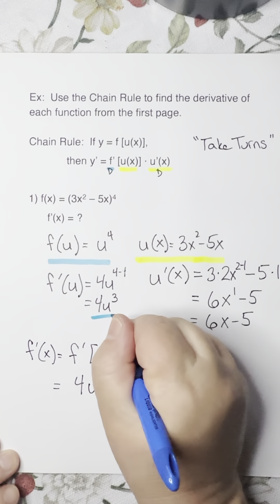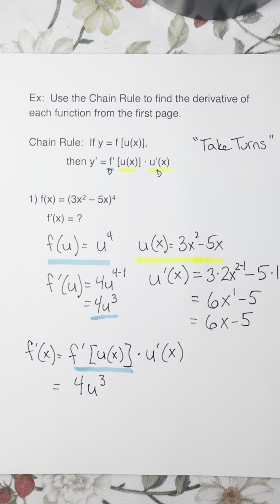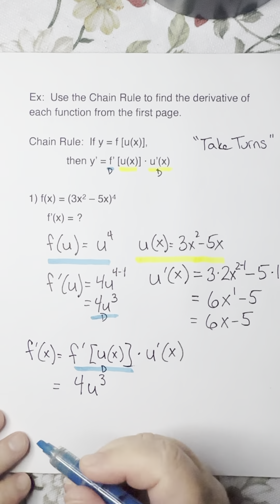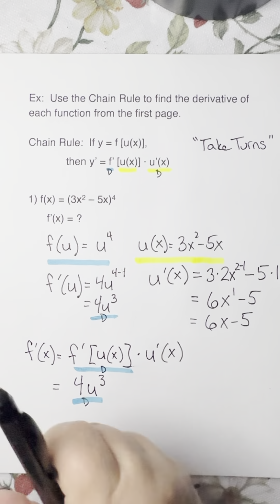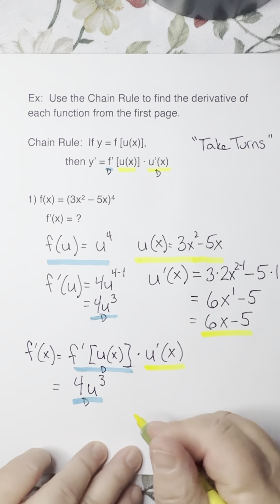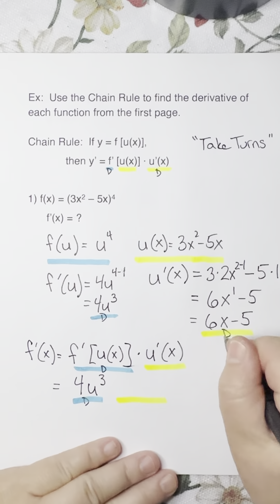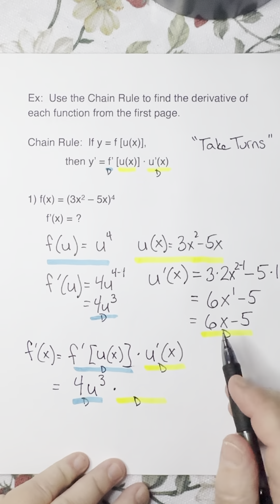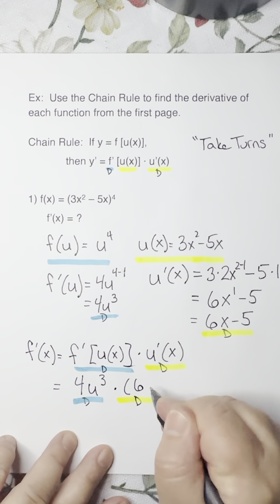There's our derivative. And then we're going to have our derivative of u prime, which is going to be right here. So that's going to be times 6x minus 5. It's 2 terms, so I'm going to have to put it in parentheses.